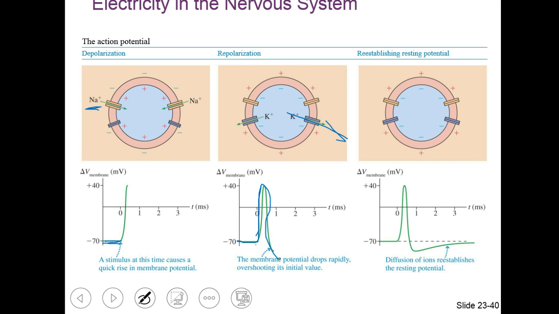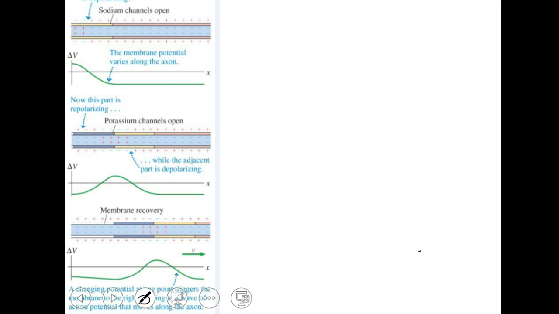And this is a little overshoot, reestablishing the resting potential. And this is just a simple diffusion of ions to return that cell to its natural state. And so what we see is that sodium channels open, sodium ions flood in, potassium channels then open, allowing potassium to flow out, and the potential, this little yellow bar, kind of moves down the cell in that direction.